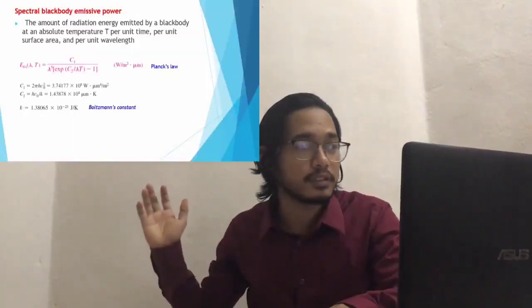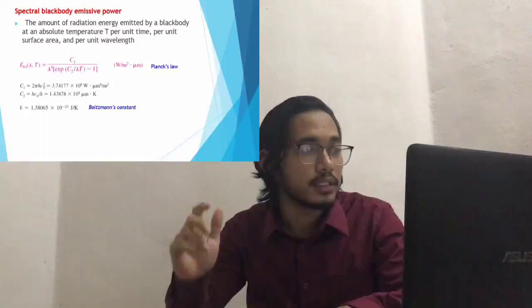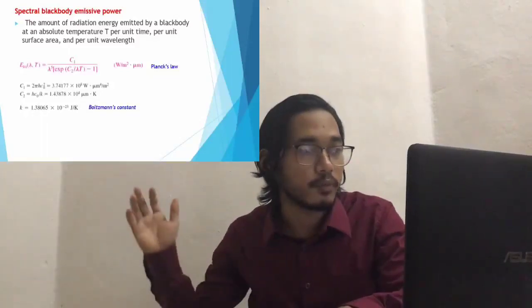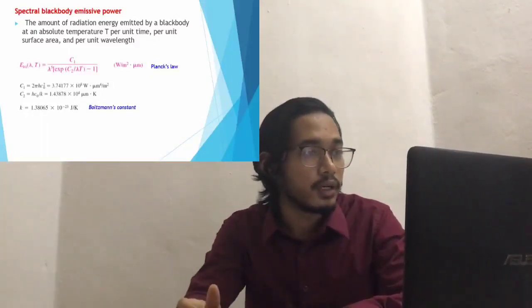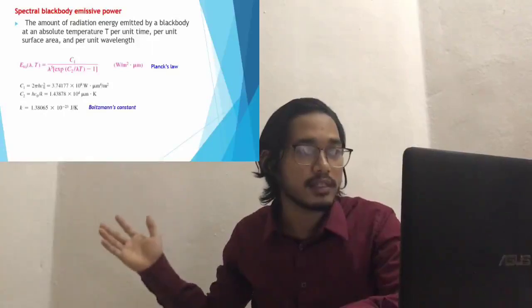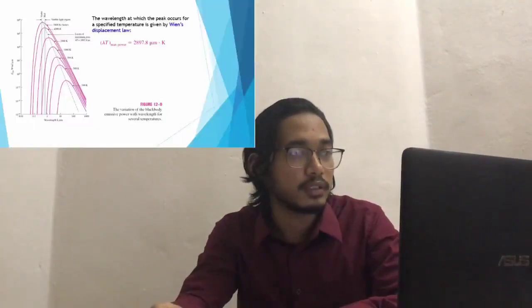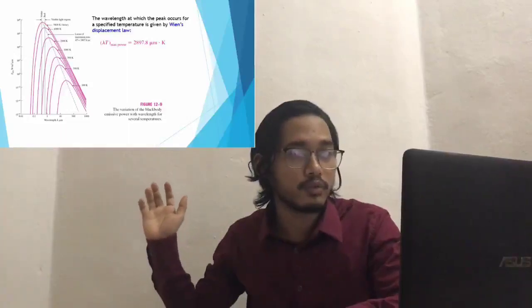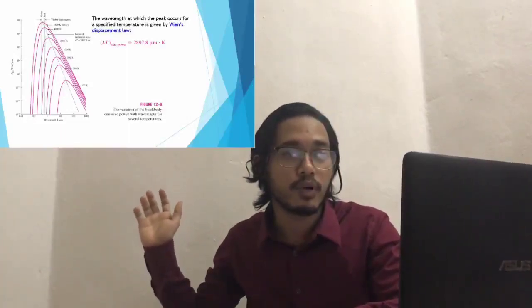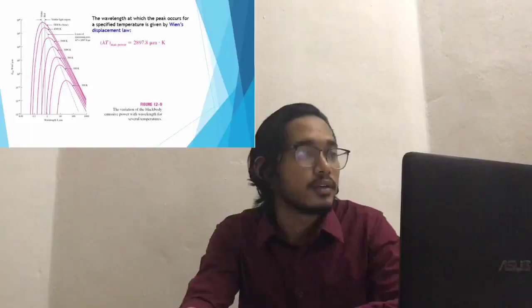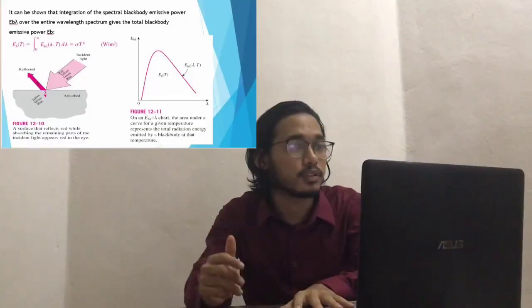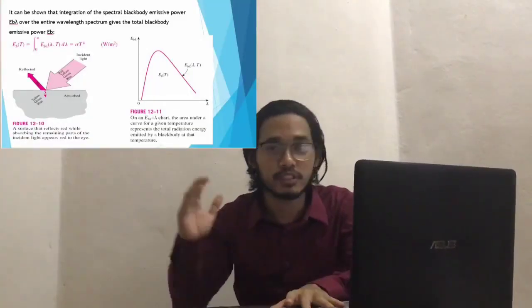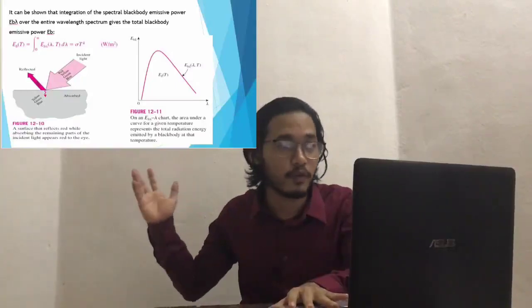Next, for the formula, the spectral black body emissive power, as in the figures of this slide, you can see the structure of the formulas. Then we move into the next slide, where we can see Wien's displacement law, which is 2897 μm·K. For the next slide, we move into the total black body emissive power, Eb, given by these formulas.